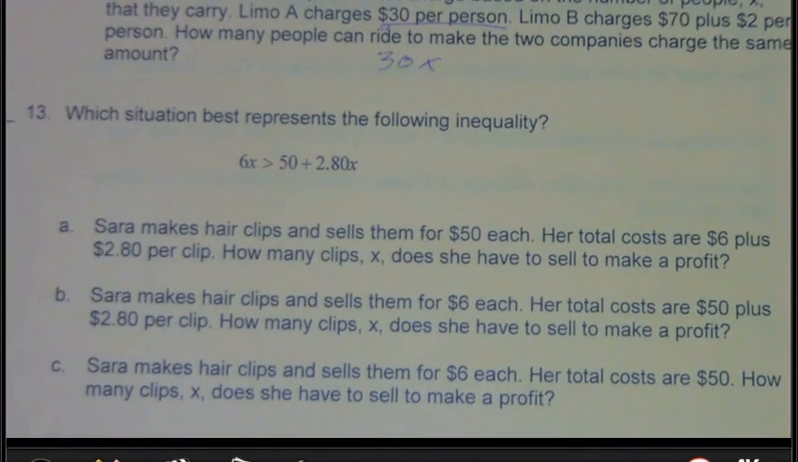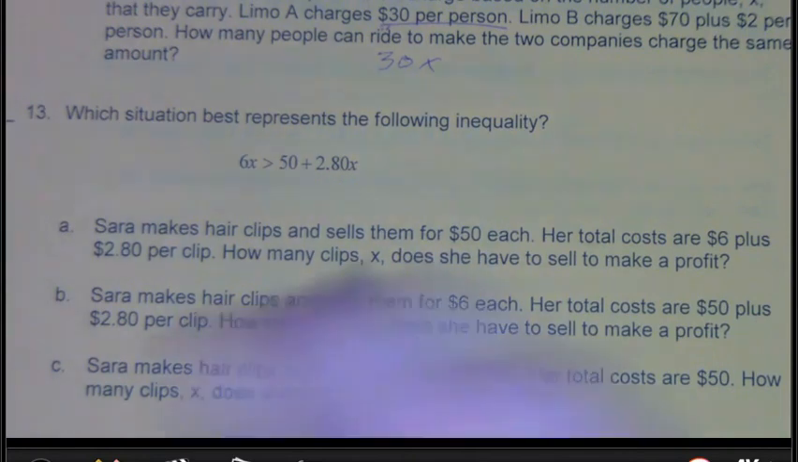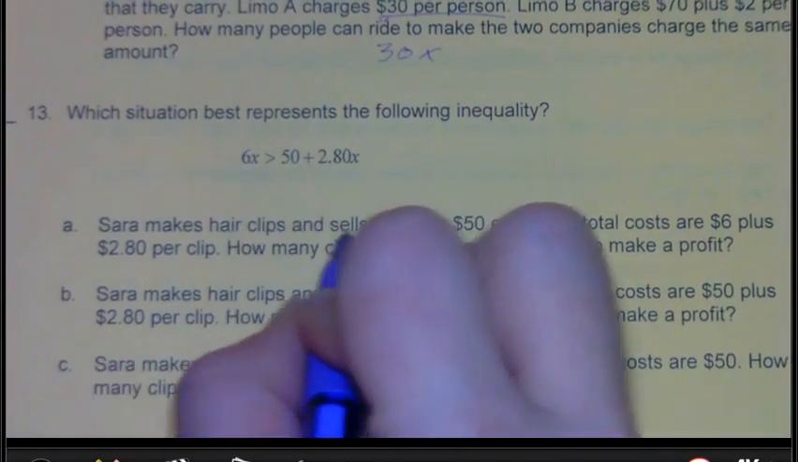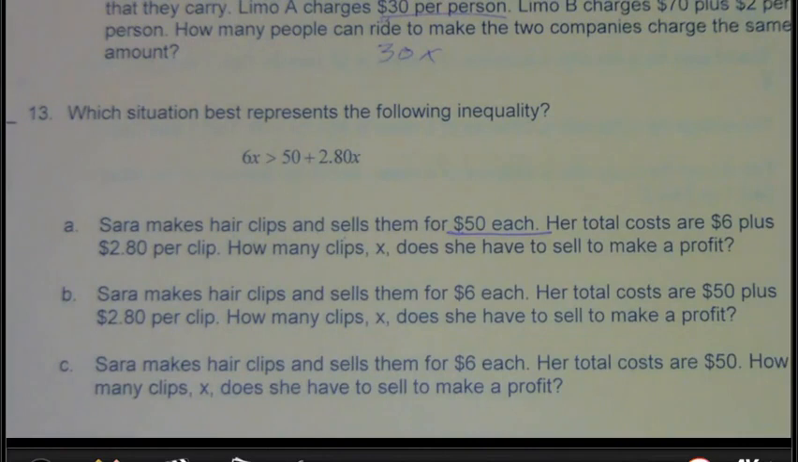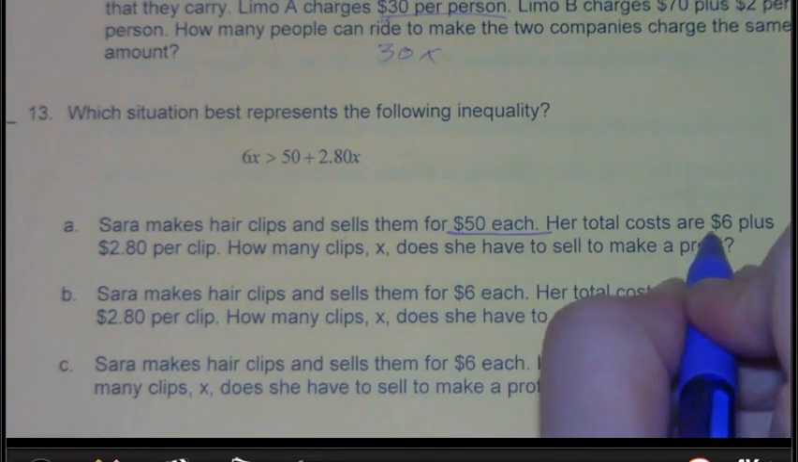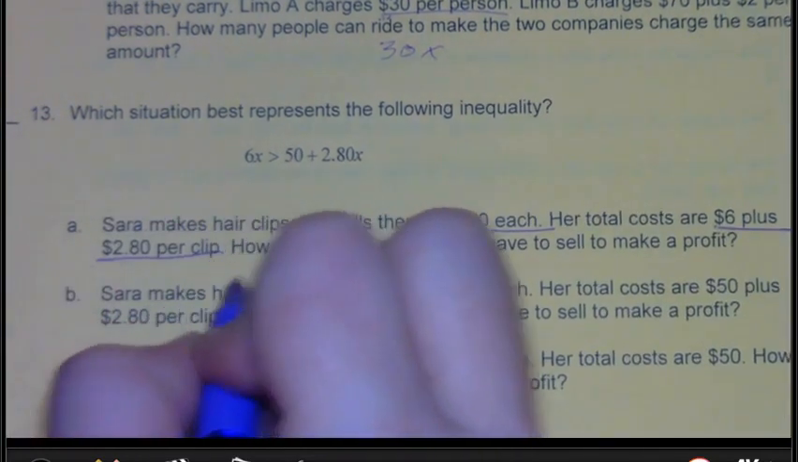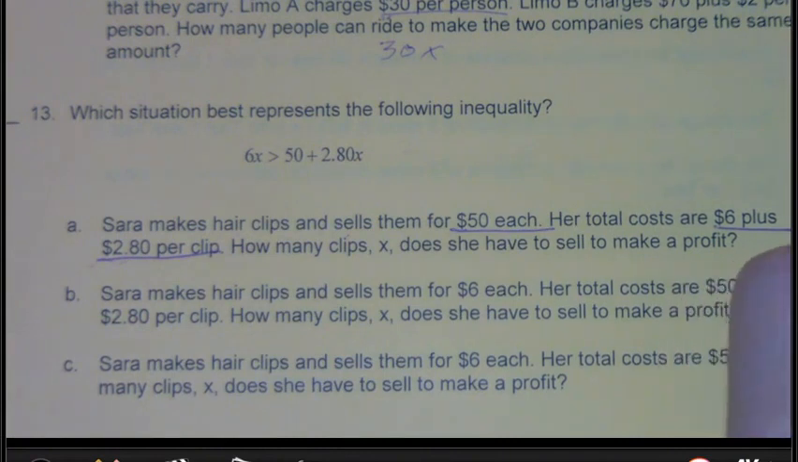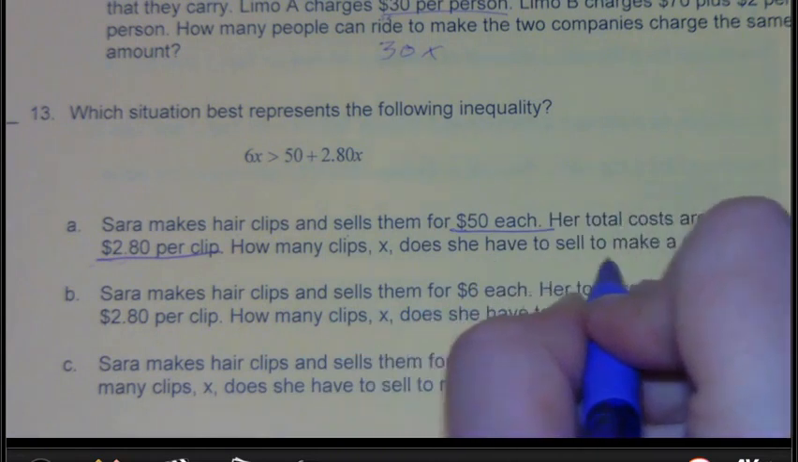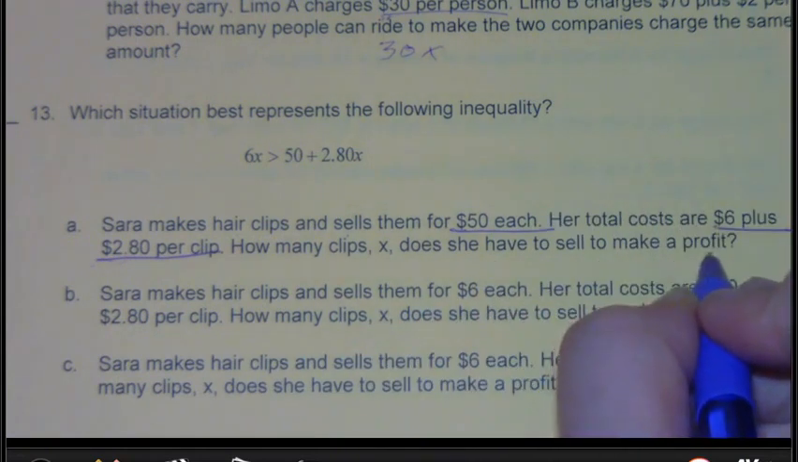All right, which situation best represents the following inequality? So same concept. I'm going to do the exact same steps I did for number 12 for number 13. So Sarah's hair clips sells for $50 each. Her total cost is $6 plus $2.80 per clip. So it's 6 plus 2.80x. How many clips X does she have to sell to make a profit?